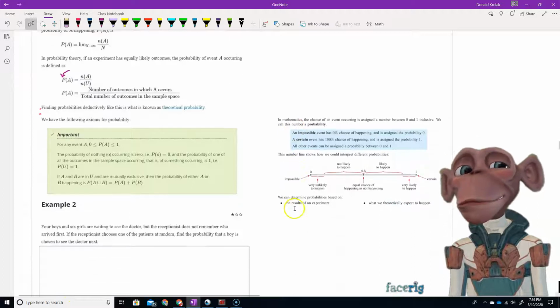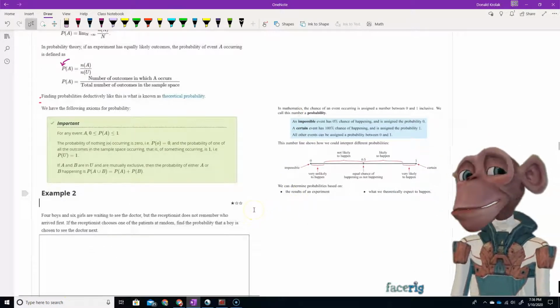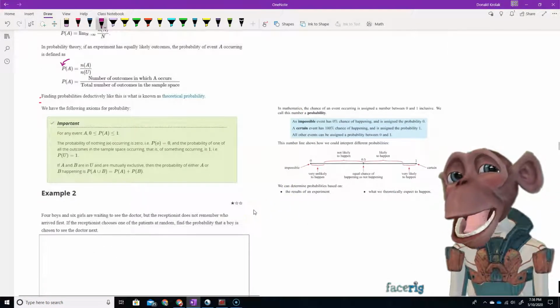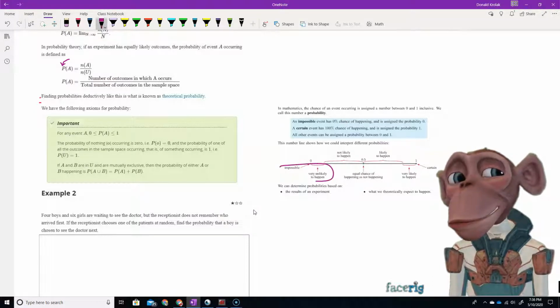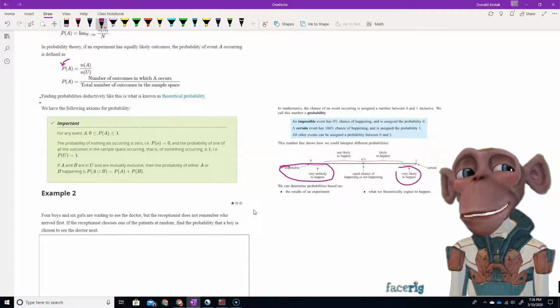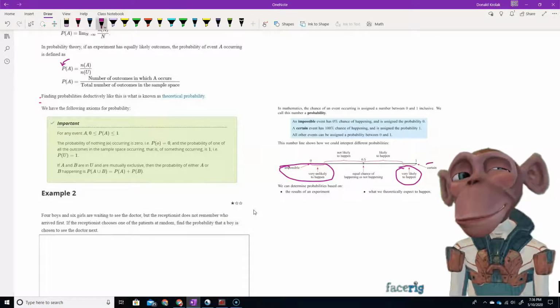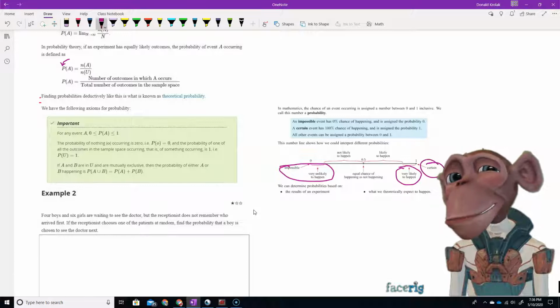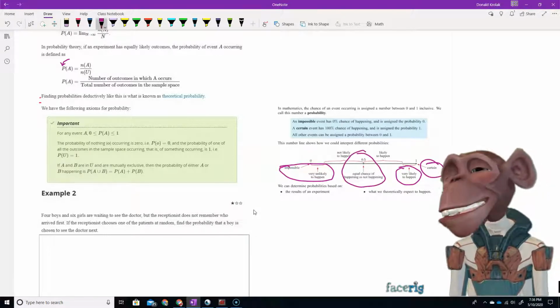Probabilities, we know, range from 0 to 1. If something isn't very likely to happen, it's going to be closer to 0. If something's very likely to happen, then it's going to be closer to 1. And obviously, if it's equal, then we say it's 50-50.